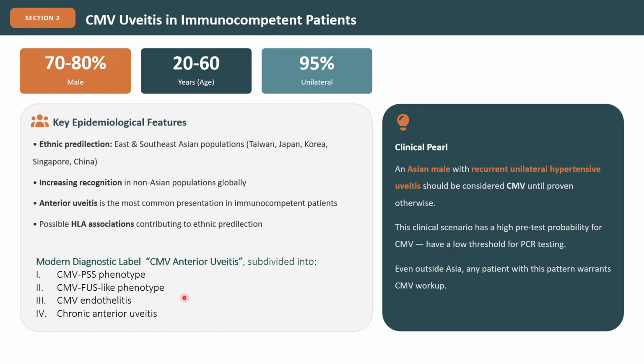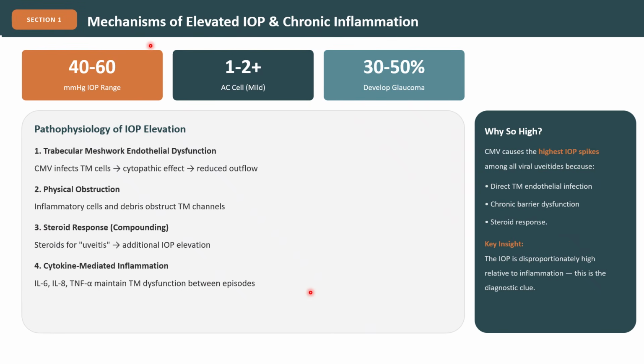Now, the association of people in Asia with this virus has been related to an association with HLA antigens. So keep it in your mind. If you have any patient from the Asian part of the world presenting with these signs of unilaterality, very high tension which is out of proportion to the clinical signs, and minimal activity or cells in the anterior chamber, you should think of cytomegalovirus. So, clinical features: very high tension reaching up to 60 mmHg, out of proportion to the degree of inflammation; you find very mild inflammation, +1, +2, but very high tension.